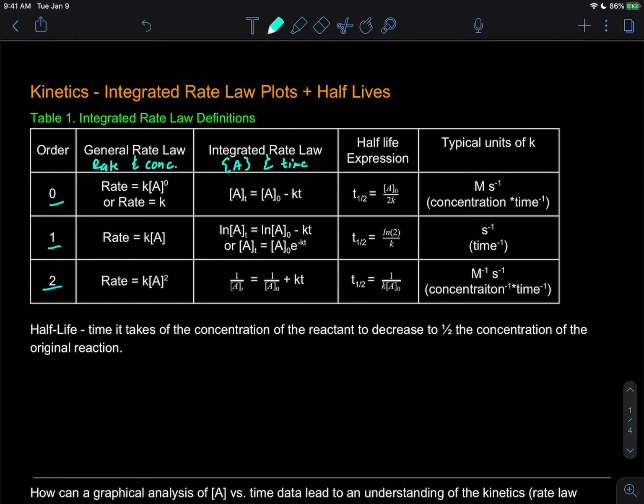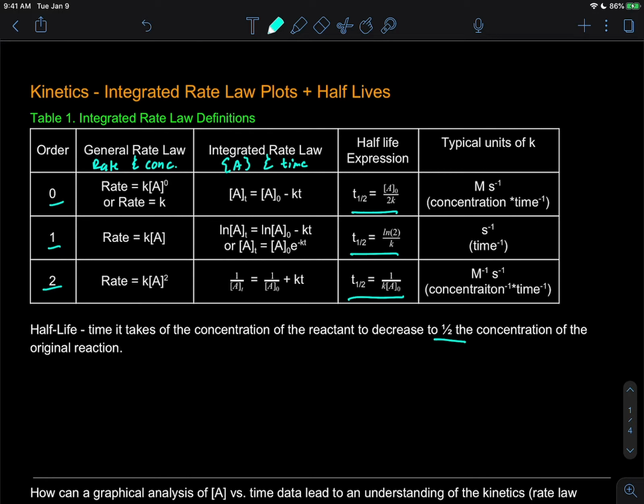And so first, what we want to talk about is what is a half-life and how that relates to the integrated rate laws and how that leads us to identify the half-life time with regard to zero, first, or second order reaction. So again, the half-life is the time it takes for the concentration of the reactant to decrease to half, or 50%, the original concentration. And we notice there's three distinct expressions for that relationship between the time it takes to get to 50% and the order of the reaction.